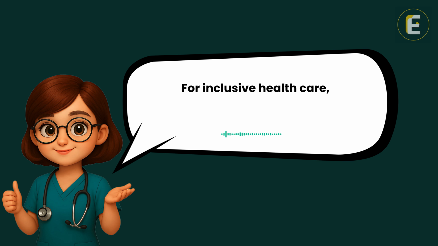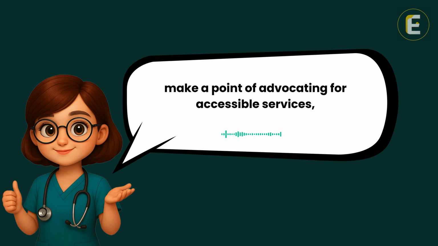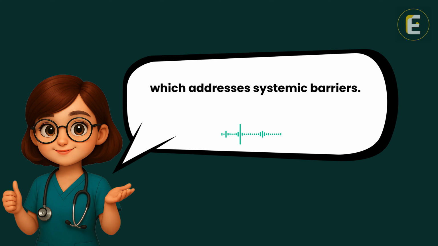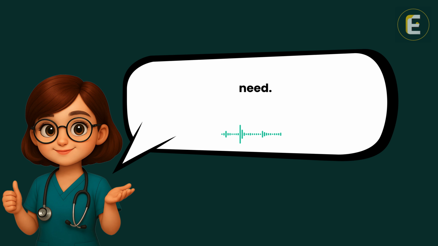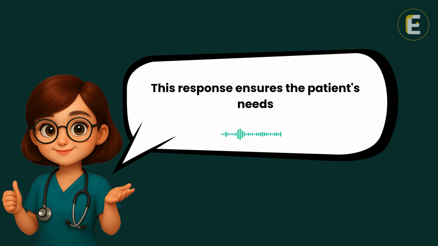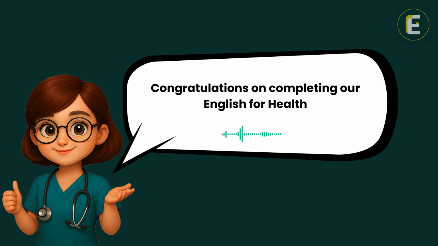For inclusive healthcare, make a point of advocating for accessible services, which addresses systemic barriers. For example, I'll note in your record that you need printed materials in large font, and will make sure all departments are aware of this accessibility need. This response ensures the patient's needs are met throughout the healthcare system, not just in one encounter.